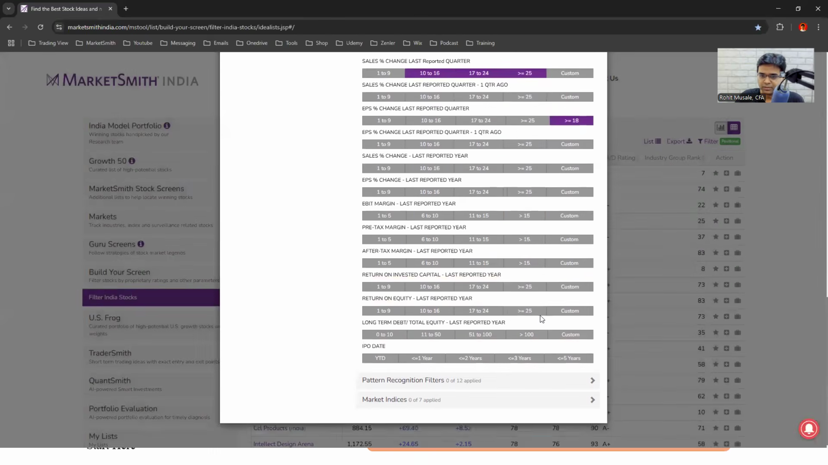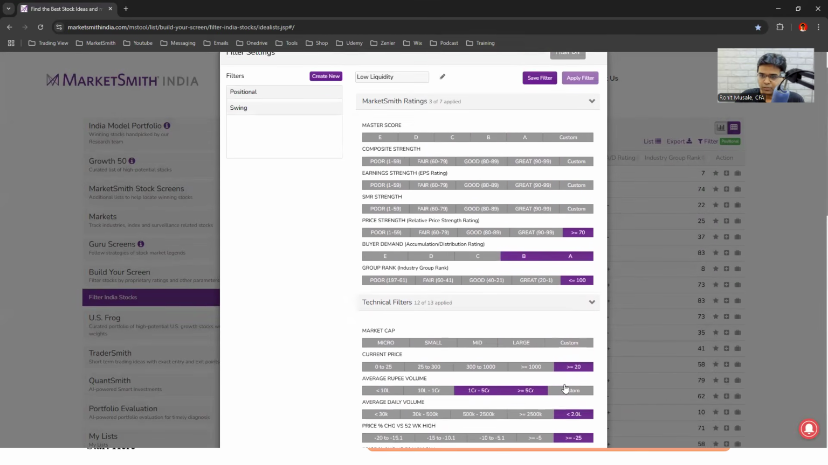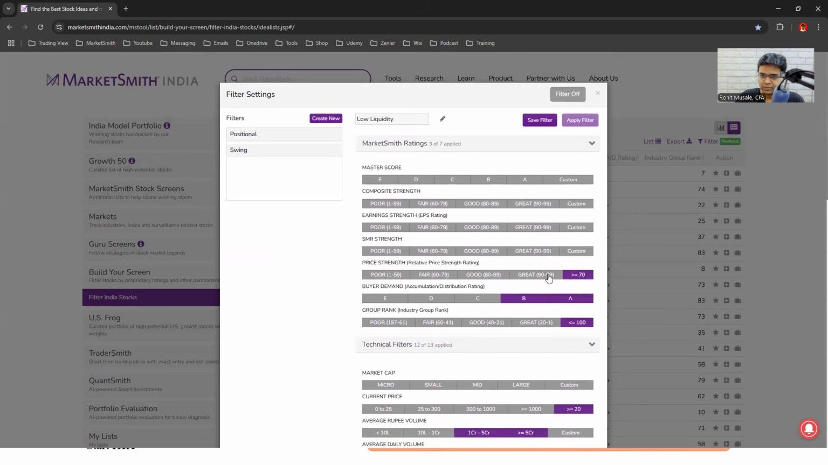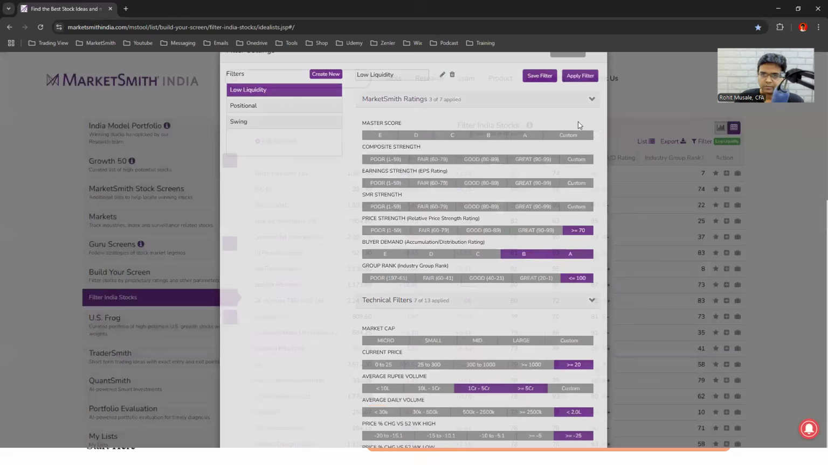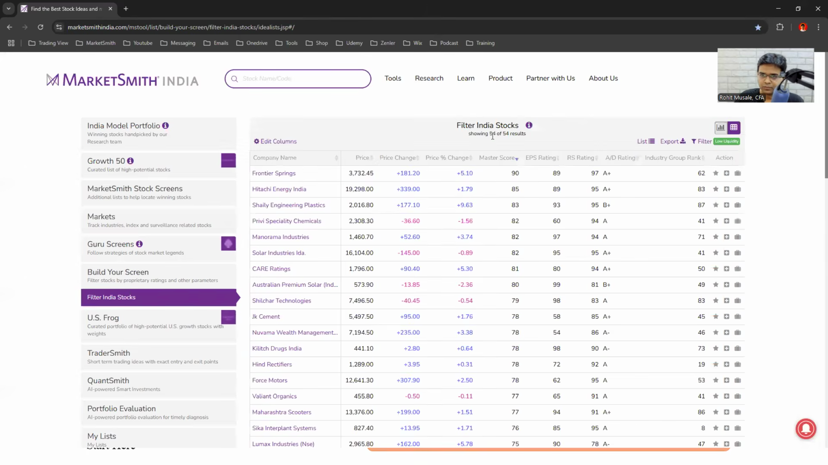Okay, so now you have this filter. No, only one change we have made, less than 200,000 shares traded. I will save this and I will apply this. How many should we get? 54, right? Let's see. You see 54. You got the point now?